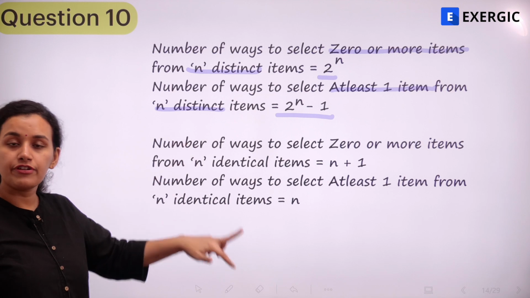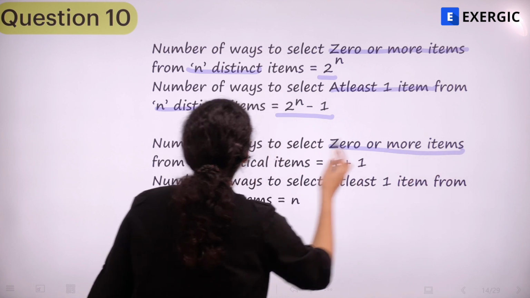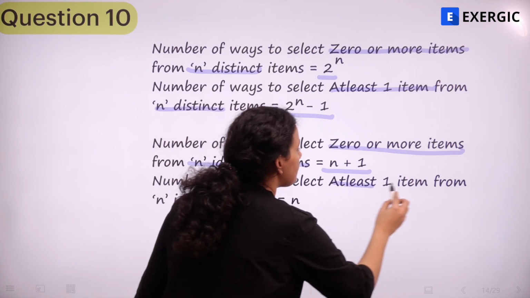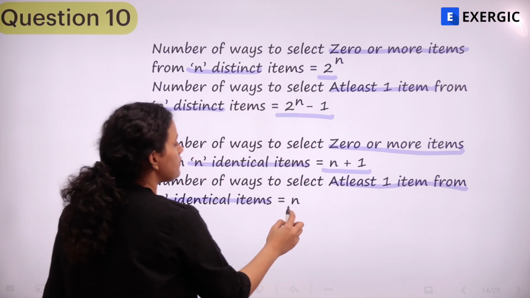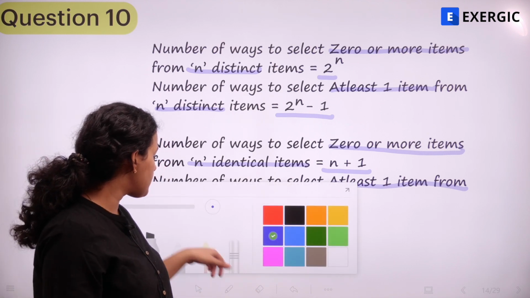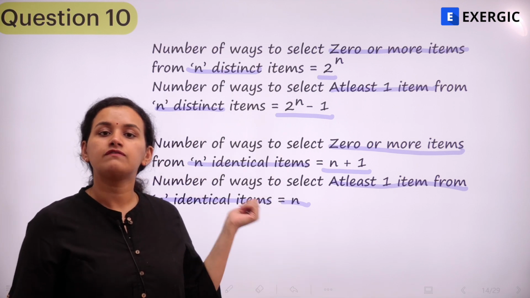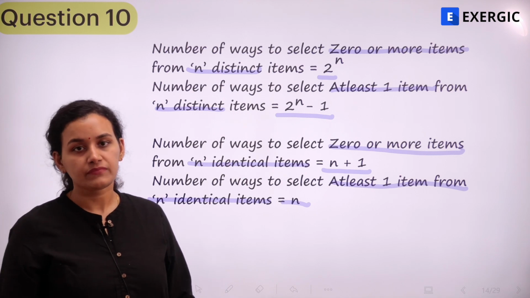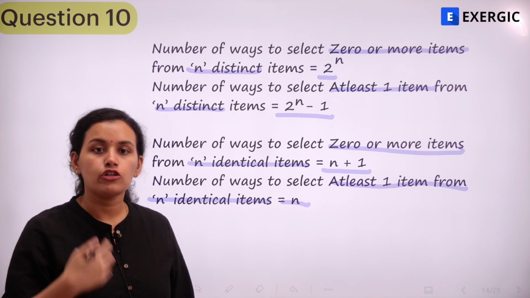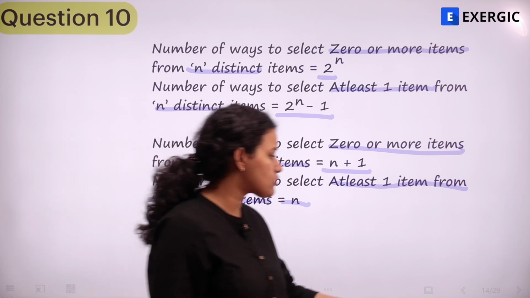This becomes different if the items are identical. The number of ways to select 0 or more items when we have n identical items is n plus 1. And the number of ways to select at least one item from n identical items is given by n. This is the most basic fundamental without which you cannot solve this type of question. You should know how to find the number of ways of selecting at least one item from n distinct items, n identical items, and 0 or more items from n distinct and n identical. If you know this, you will be able to easily solve this question.